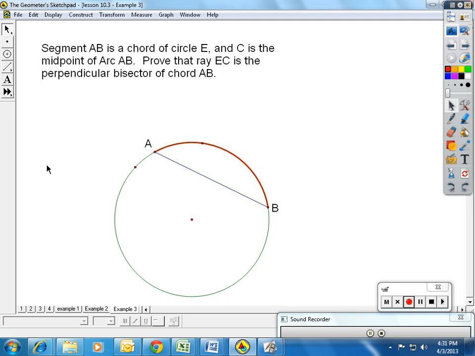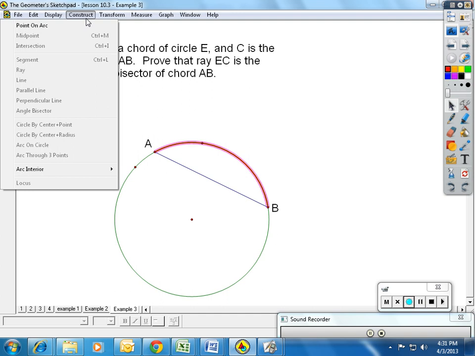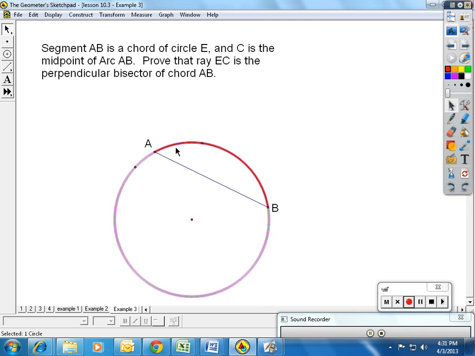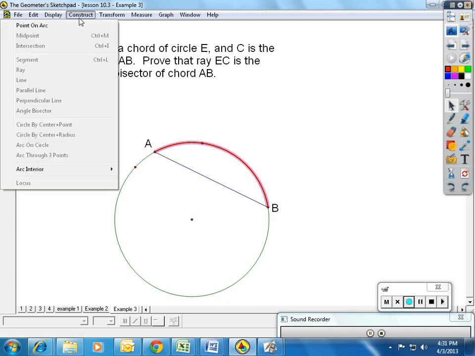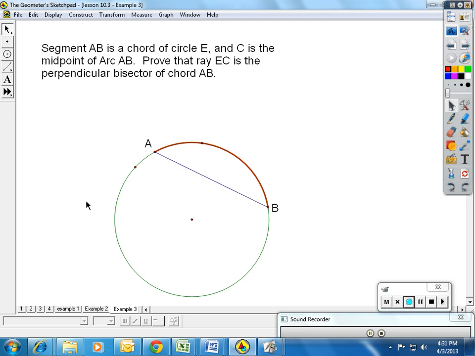Okay, there's our arc. I want to find the midpoint, and I can construct the midpoint, I believe. No? Thought I was able to do that. Construct a midpoint. That's alright, we don't need to. I'll pencil one in. The midpoint looks like it's approximately right here, and we're calling that point C the midpoint of arc AB.